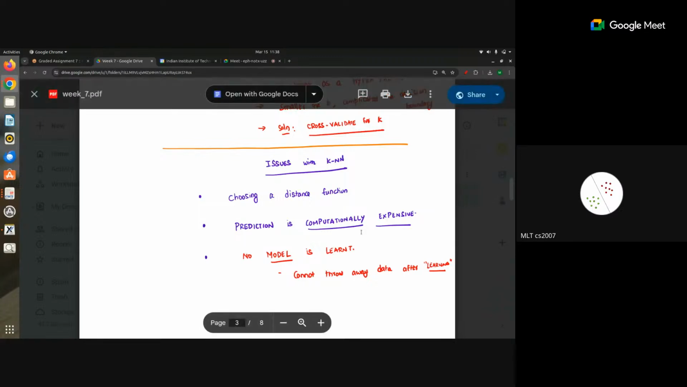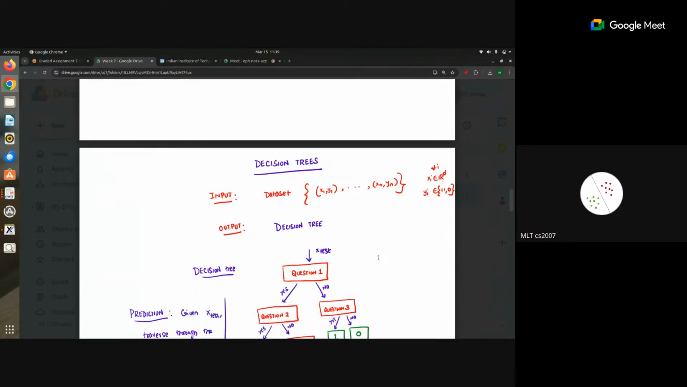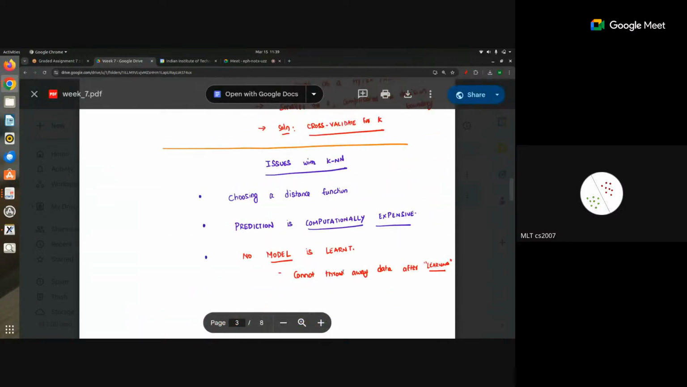And prediction is computationally expensive. Why is it computationally expensive? Every time, whenever any test data point comes in, you have to calculate the distance of the test point from all the data points, and only then can we decide which are the nearest neighbors. So that means we are not really learning here. I think that is the simplest picture, and these were the problems associated with k nearest neighbors.